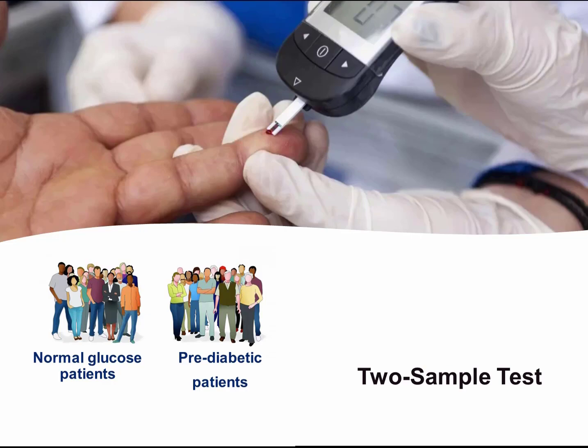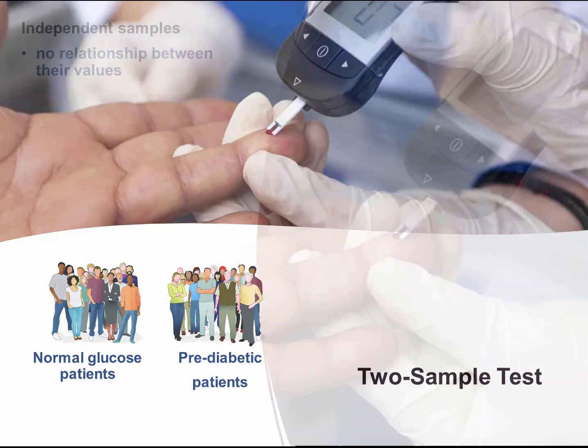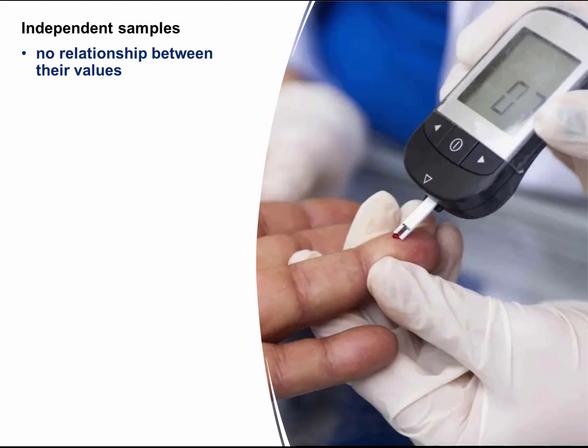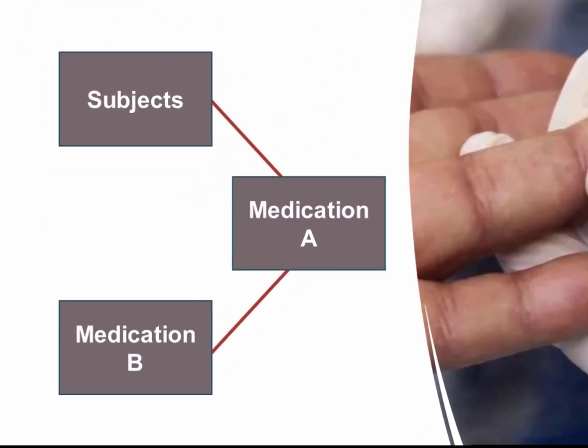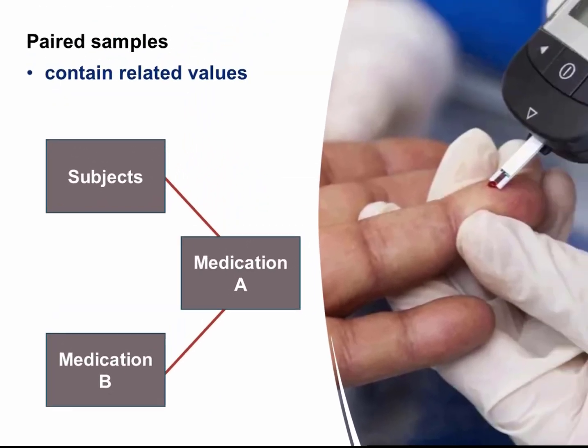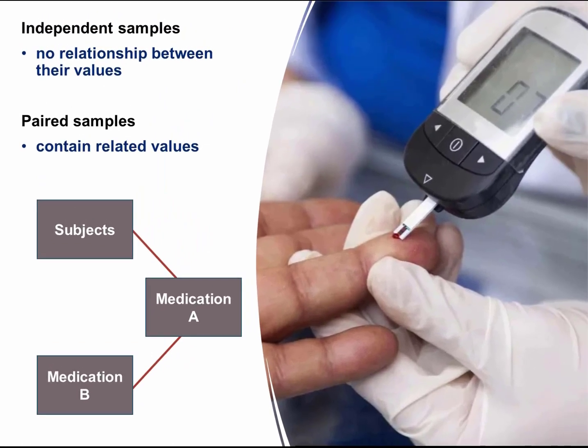We should first determine if the samples are independent or paired. Independent samples don't have a direct relationship with their values, while paired samples contain related values. An example of paired samples would be a crossover trial in medical testing. Subjects take one drug for some time, then switch to another drug, and the responses to both drugs are recorded. Each patient will have two related values, one for each drug, resulting in two paired datasets. It's crucial to identify if the samples are paired or independent when performing a two-sample hypothesis test, because this will determine the sampling distribution used in the test.